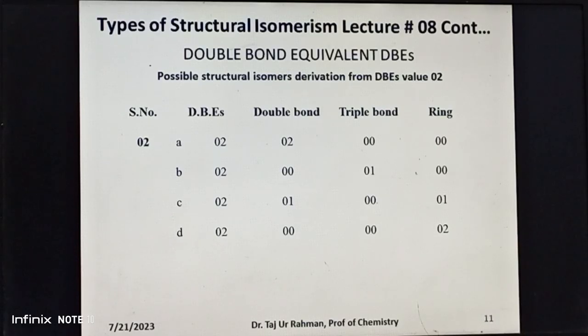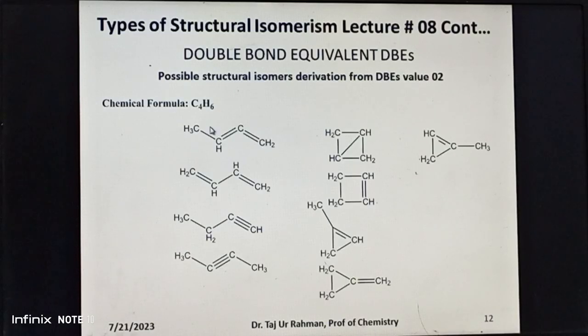Let's consider molecular formula C4H6 with DBE value of 2, and these are the 9 structural isomers which have been drawn from this molecular formula C4H6. Out of these 9 structural isomers, these 4 are open chain and the remaining 5 are cyclic in nature.